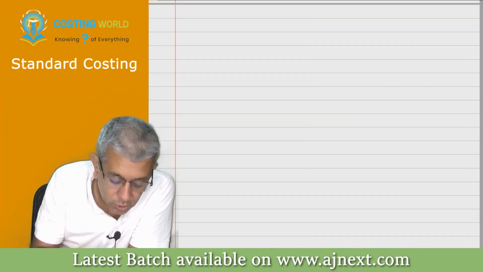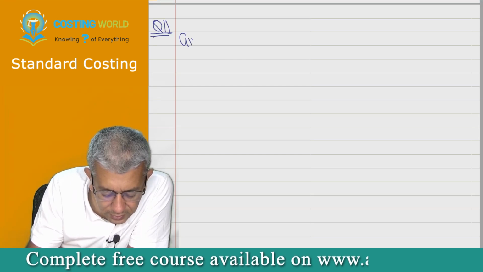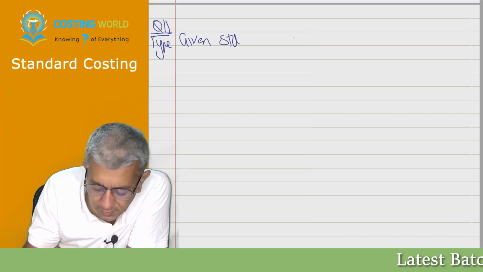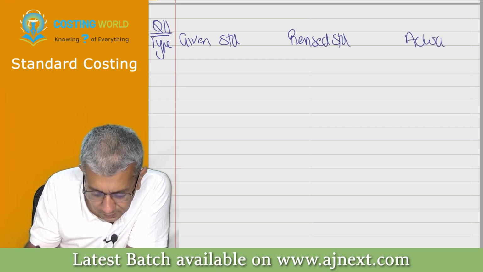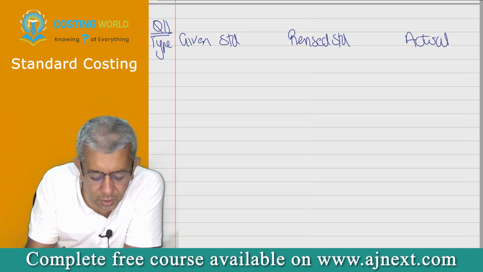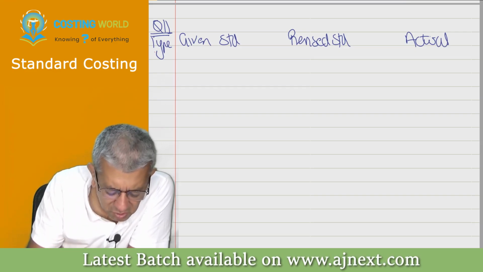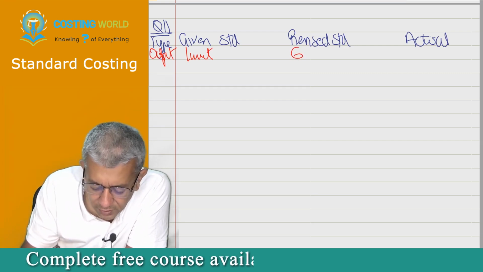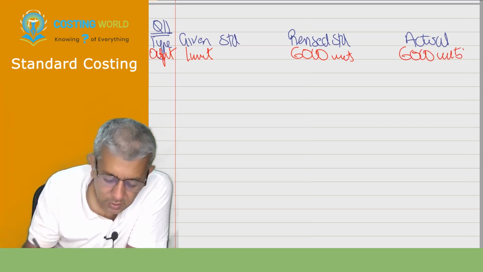In any case, question number 11, you all write down. Type: given standard, revised standard, actual. One thing, I told you all not to make the given standard. What idiot I am. You all wrote given standard? So it's okay. Now please write only. That's okay now, we all have written, so that's fine. Given standard is for 1 unit. Revised standard 6,000 units. Actual 6,000 units.